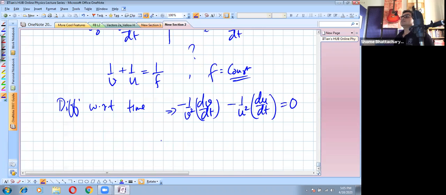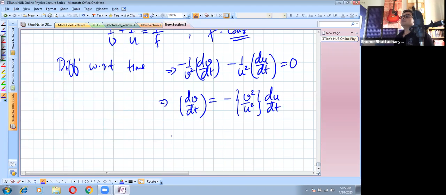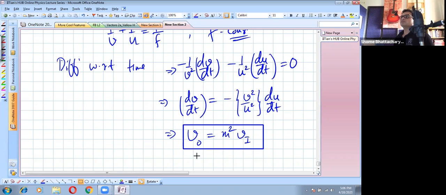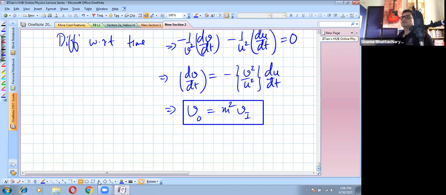So this gives us the relation that dv by dt is equal to minus of v square by u square times du by dt. Now again, in the sign convention, the diagram I have taken earlier, dv by dt was actually minus of v of the object. So in this case, the minus sign will cancel out, and v square by u square is nothing but square of the magnification. So this is the simple thing to remember, that if the object is moving along the principal axis in both types of mirrors, the ratio of the speed of the image to the speed of the object becomes square of the magnification. So simple thing to remember.